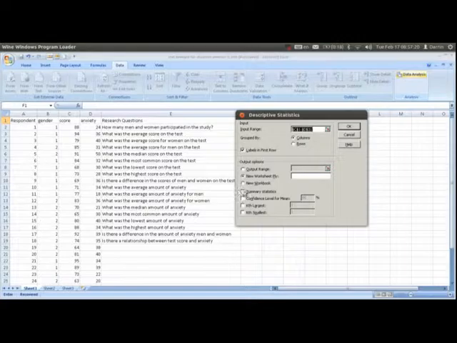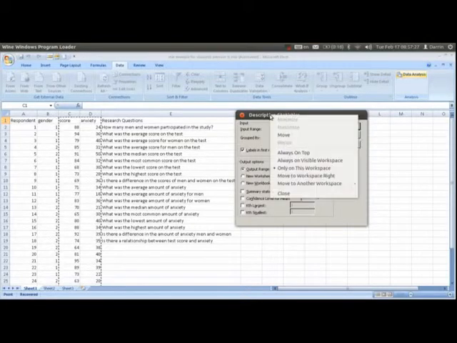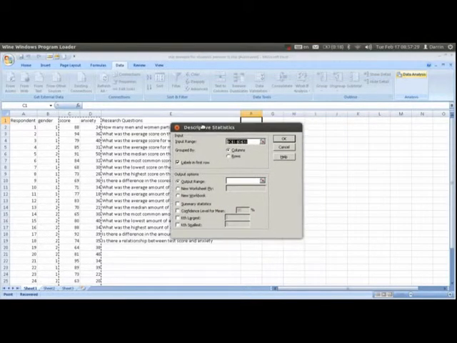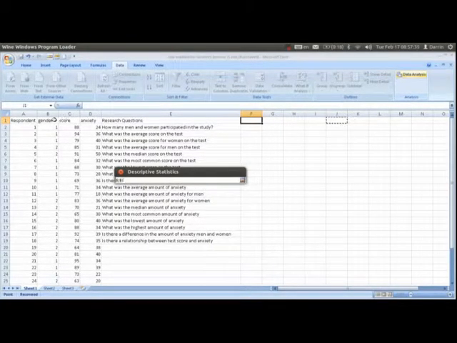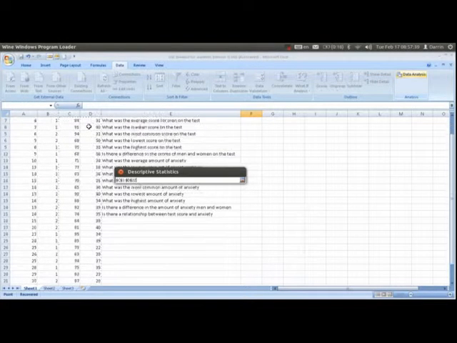Another thing you want to click on is output range. You have to tell the computer where you want the information to be. For simplicity's sake, we're going to have the information placed right here. Oh, sorry. We're going to have the information placed... Let me fix this real quick. Excuse me. I have to re-highlight this. I clicked on the wrong thing.